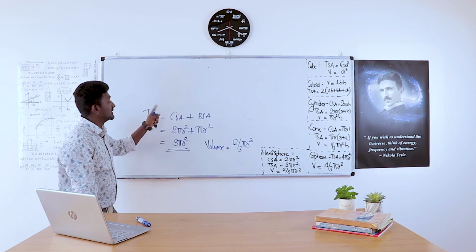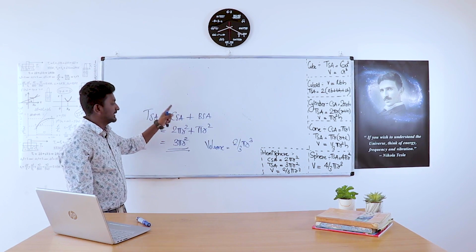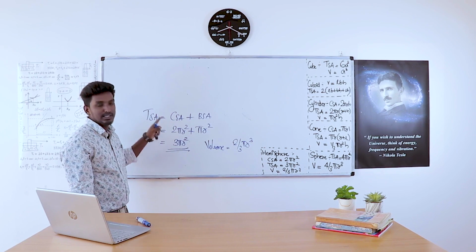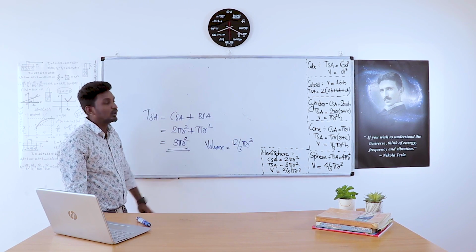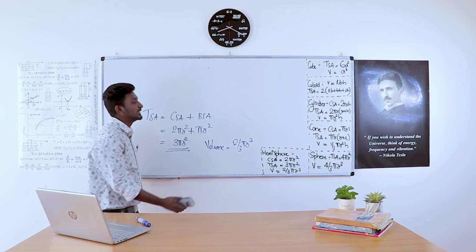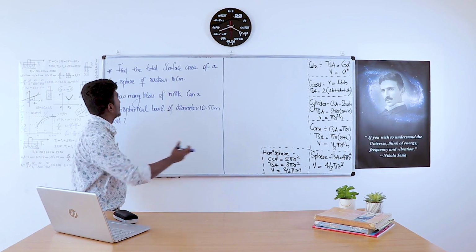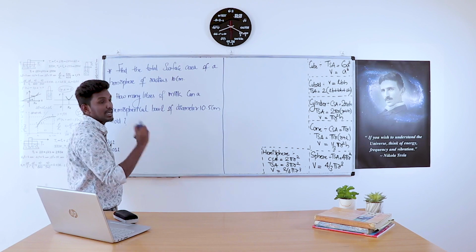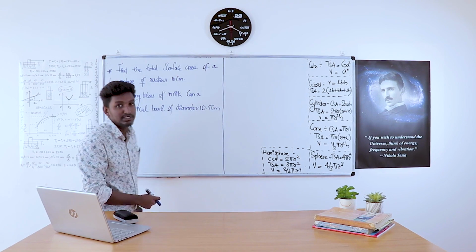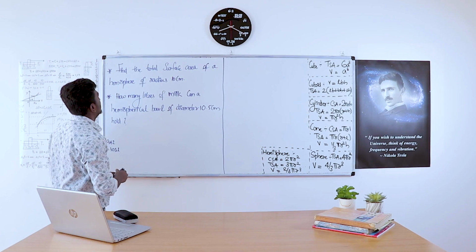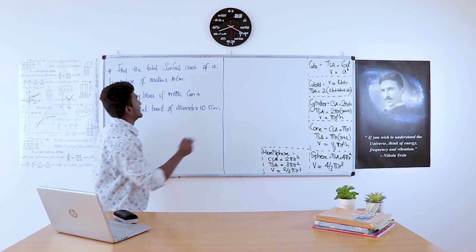So curved surface area of a hemisphere is 2 pi r square, total surface area of a hemisphere is 3 pi r square and volume of a hemisphere is 2 by 3 pi r cube. Here are our last two questions in this chapter related to the last topic which we have studied, that is hemisphere. So find the total surface area of a hemisphere of radius 10 centimeters.